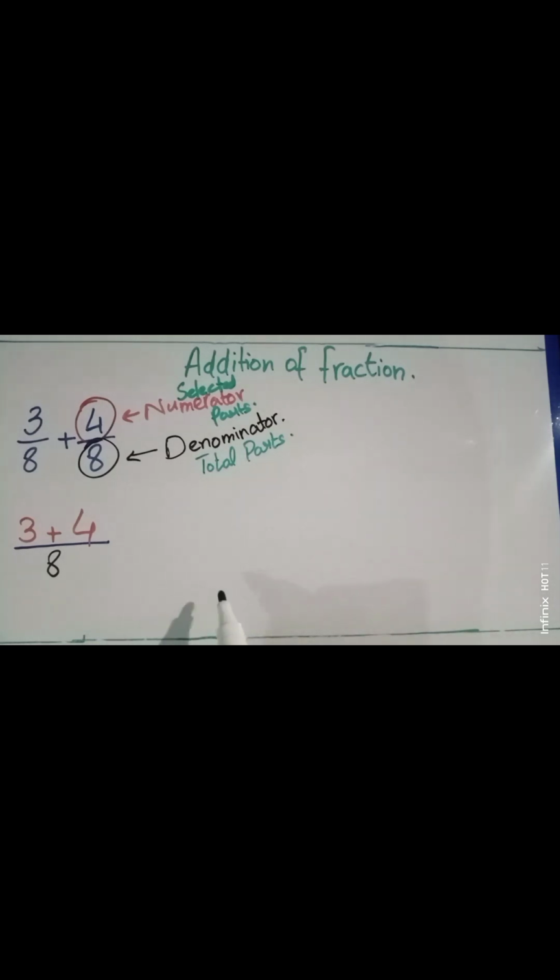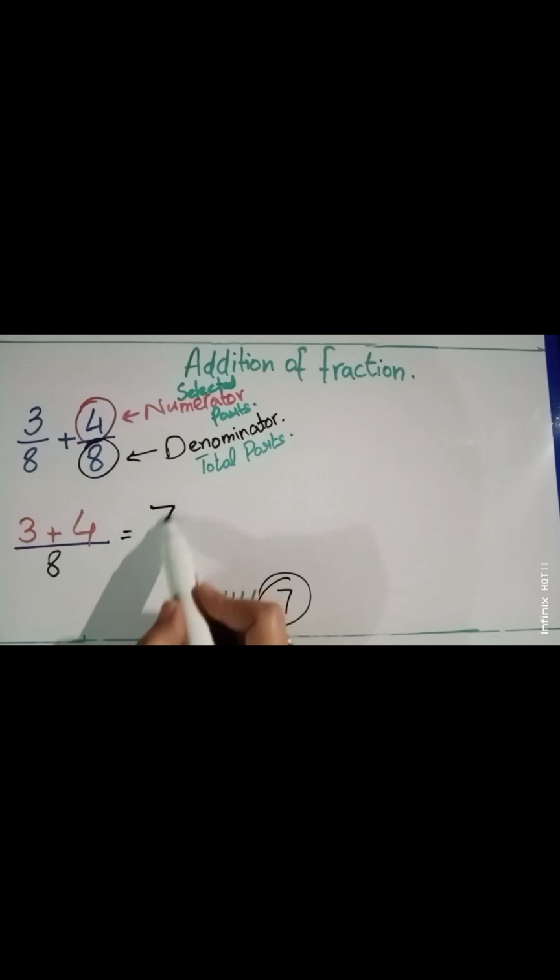For that addition we can even draw lines. 3 lines, 1, 2, 3, and 4 lines, 1, 2, 3, 4. Now add these lines all together: 1, 2, 3, 4, 5, 6, 7. That means the numerator here is 7 and the denominator is 8. So the answer is 7 by 8.